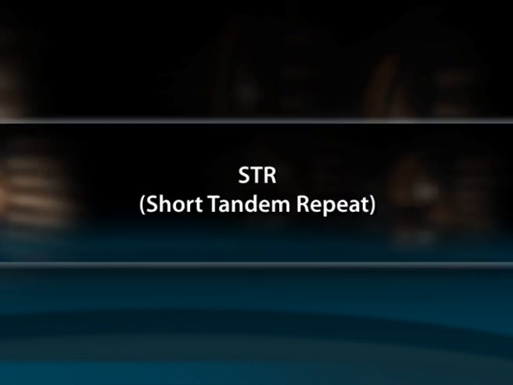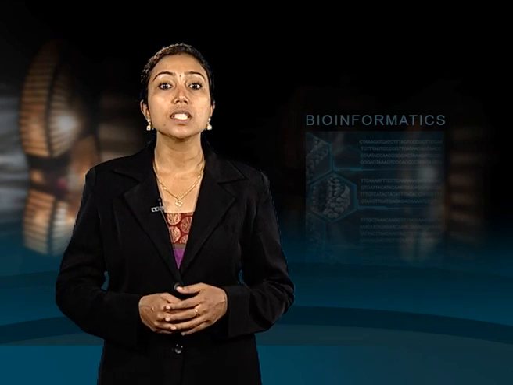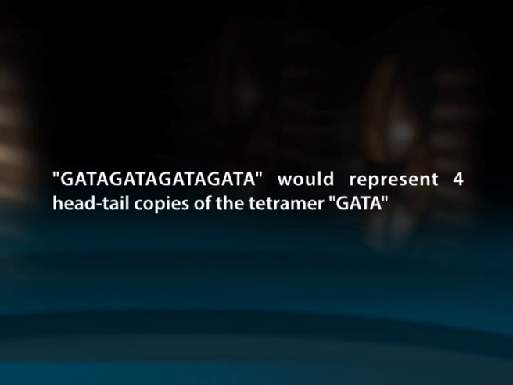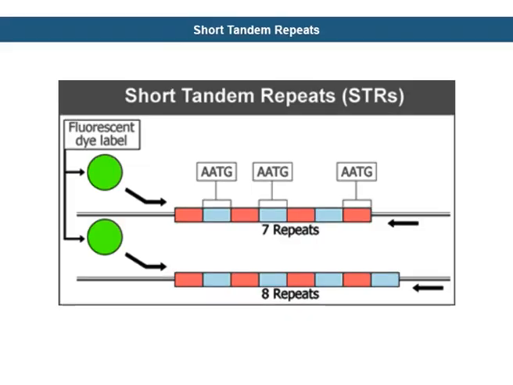Eighth one, short tandem repeat or STR. STRs are short sequences of DNA, normally of length 2 to 5 base pairs, that are repeated numerous times in a head-tail manner. That is, the 16 base pair sequence of GATA, GATA, GATA, GATA would represent 4 head-tail copies of the tetramer GATA. The polymorphisms in STRs are due to different numbers of copies of the repeat element that can occur in a population of individuals.